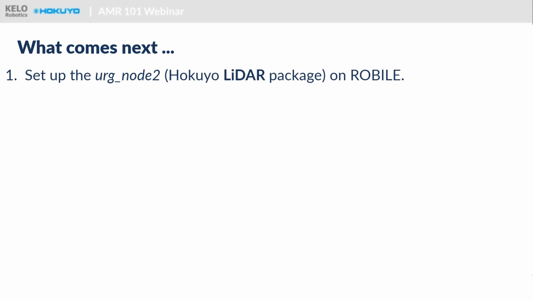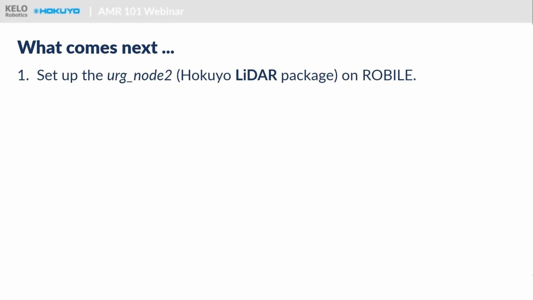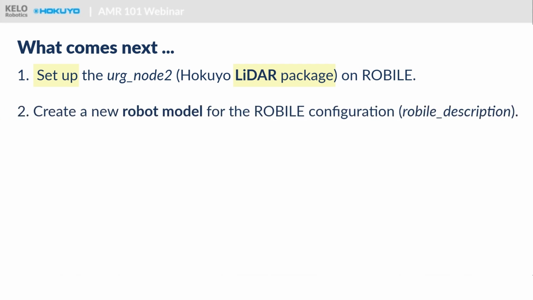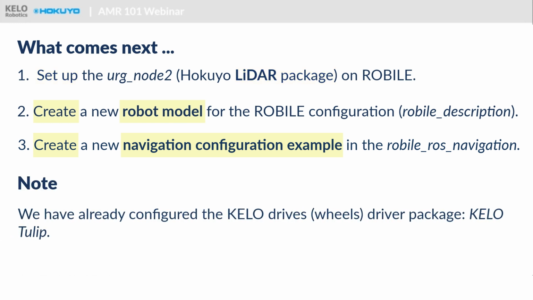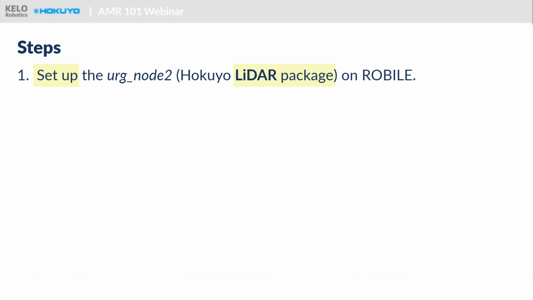We are going to set up the URG-Node2 package on our ROBILE. And the next step, we will need to create a new model for our new ROBILE configuration. And finally, we are going to create a new example in the ROBILE ROS navigation package to create the proper configuration for our navigation tool. Note: we have already configured the KELO drives or wheels driver package, KELO Tulip. So first, we start with the URG-Node2.